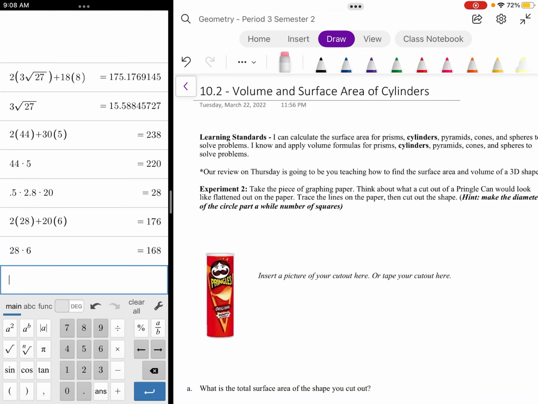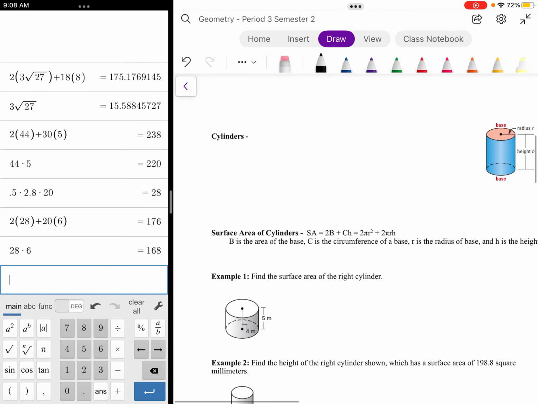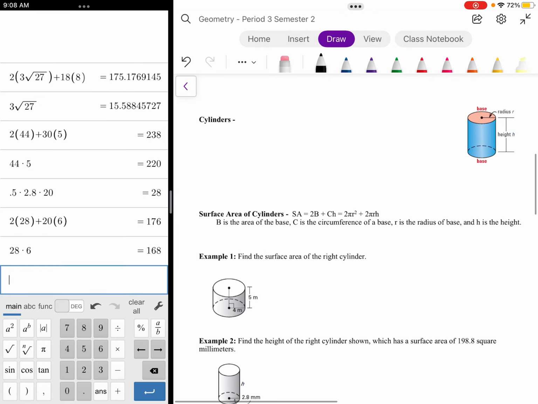Hello, for section 10.2, we're going to do the volume and surface area of cylinders. So again, we're going to skip the experiment because we're doing this on a video, and we're going to jump right to the notes.